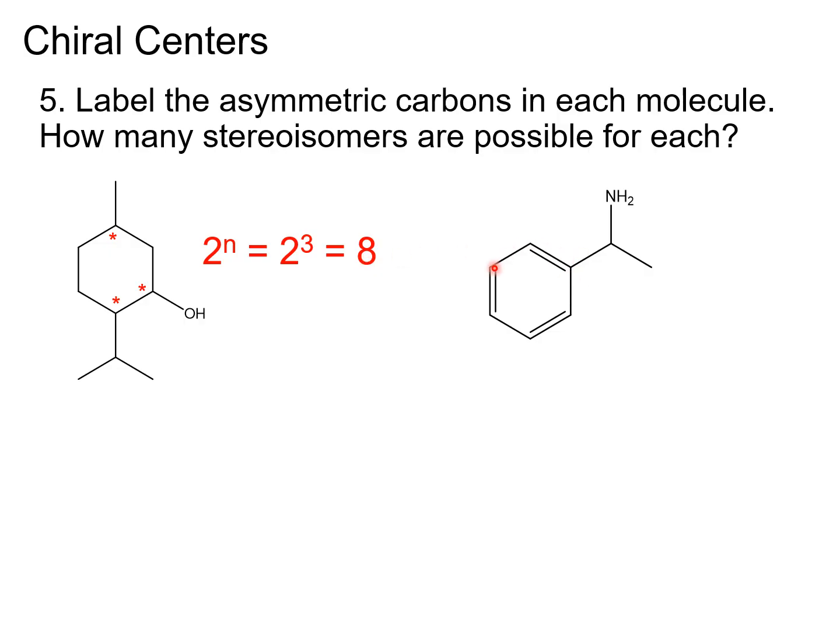For my next one, notice all of these carbons in my 6-membered ring here. These are going to be sp2 carbons, and so I'm going to ignore these carbons as potential asymmetric centers. I have a carbon with 3 hydrogens. This is the only carbon here that has an H on it, 4 different groups. And so here's my one asymmetric carbon. This molecule could be R or S. So 2 to the first power, we have 2 possible stereoisomers.